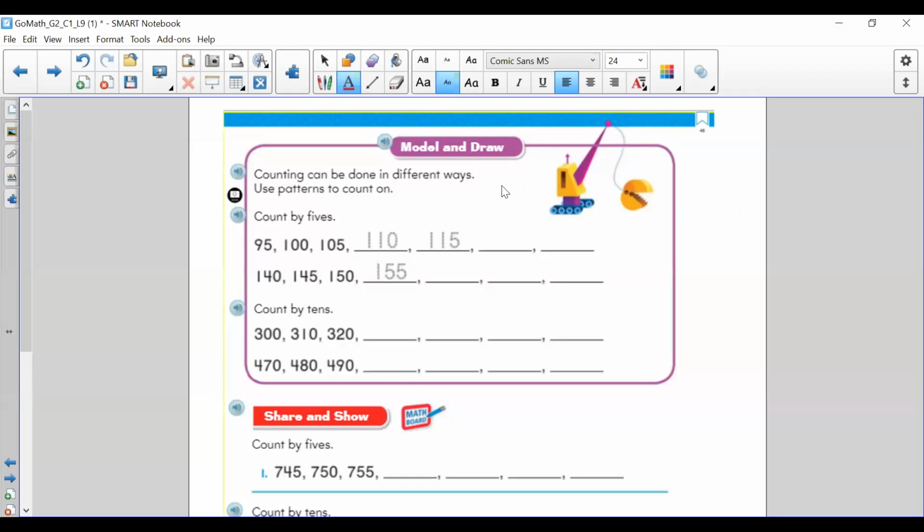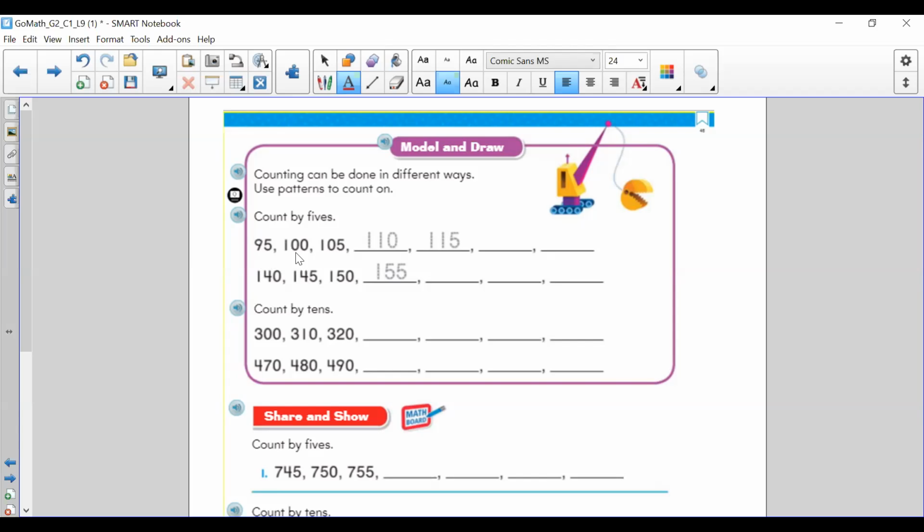On our next page, we are going to model and draw. So counting can be done in different ways. Use patterns to count on. So when we talk about patterns for counting, we're talking about counting by ones as a pattern, counting by fives, counting by tens, counting by hundreds, or even 25s or 50s. Those are all patterns. So our first pattern is to count by fives. That means whatever number we start on, we add 5 to that number and we get to the next number.